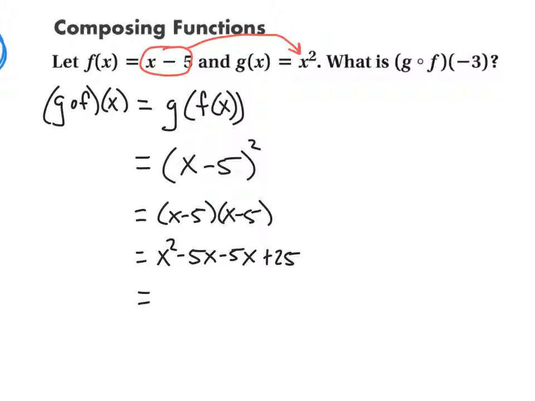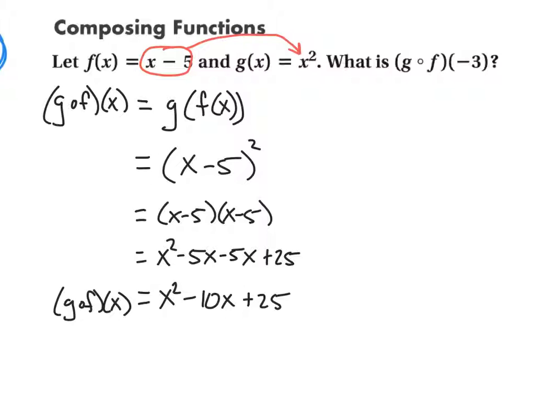So I end up getting x squared minus 10x plus 25. That is g of f of x. Any questions on just getting that far? Okay, so that's the first part. That's finding g of f of x.